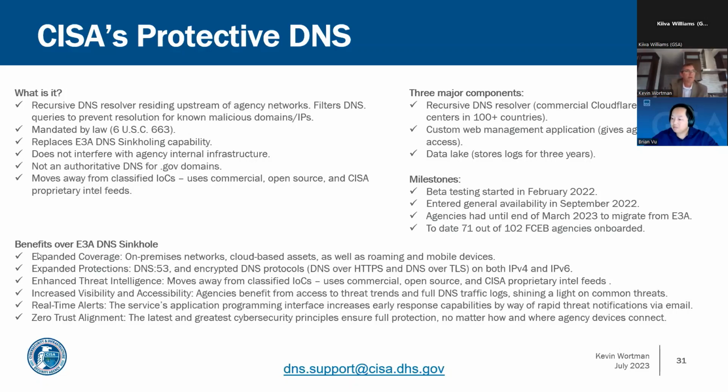CISA's protective DNS service prevents government internet traffic from reaching malicious destinations by using state-of-the-art DNS technologies and a combination of CISA's proprietary and commercial threat intelligence to prevent malicious DNS content from compromising government networks, devices, and information. Unlike many other CISA capabilities and services, protective DNS is mandated by law. We talked about that earlier. Agencies are required to use it and route all their egress DNS traffic to this service, which sits outside of agency networks and does not interfere with their internal DNS infrastructures.